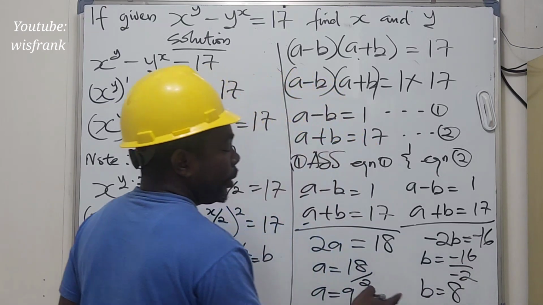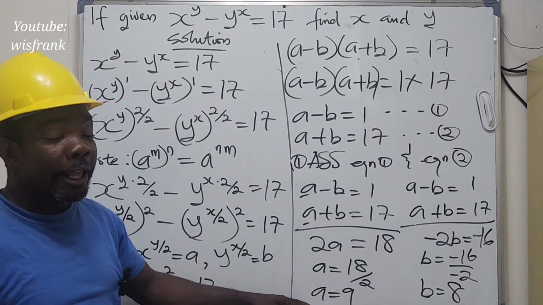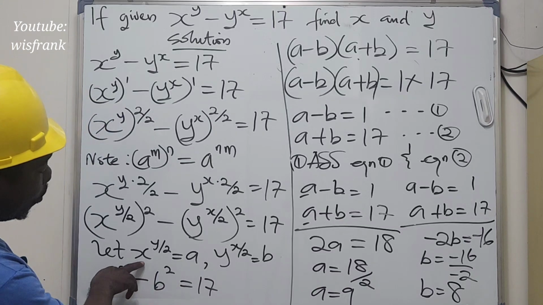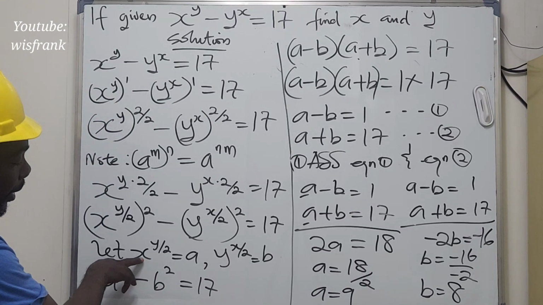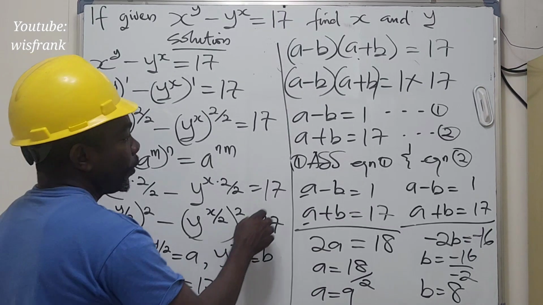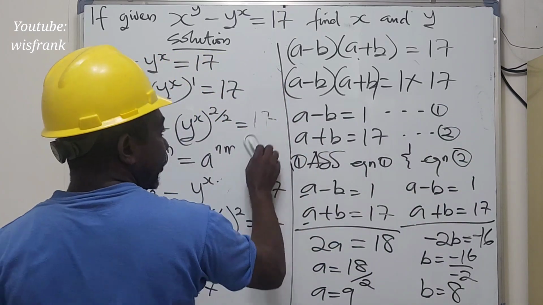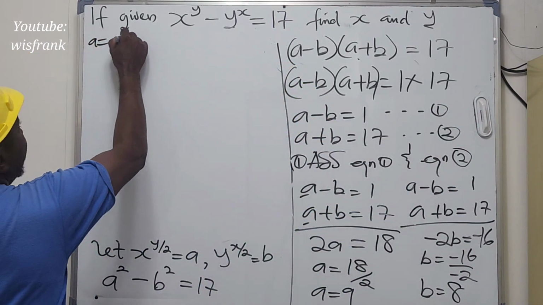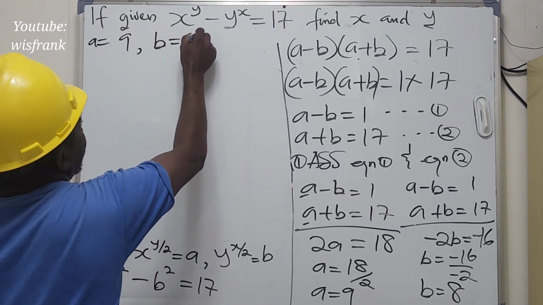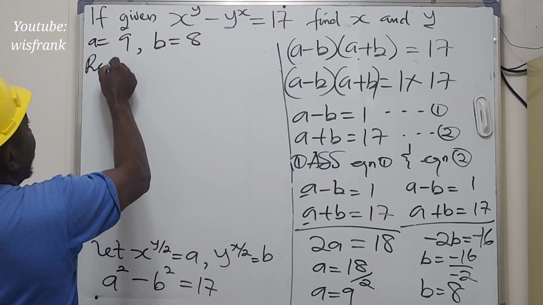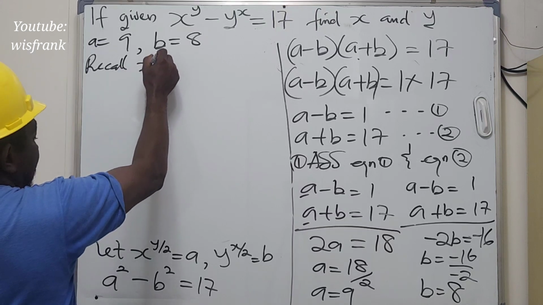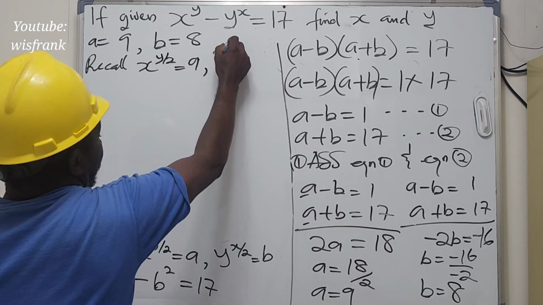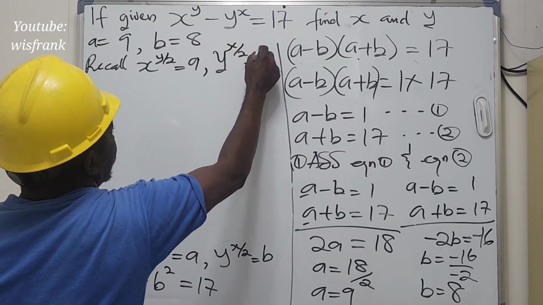So we have the value of b as 8, and we have the value of a as 9. So what we are going to do is substitute back for where we have this. This is our a and this is our b. So in that case, we need to clean this. We said we have the value of our a equals 9 and our b equals 8. We recall that x to the power of y all over 2 equals a, and also y to the power of x all over 2 equals b.